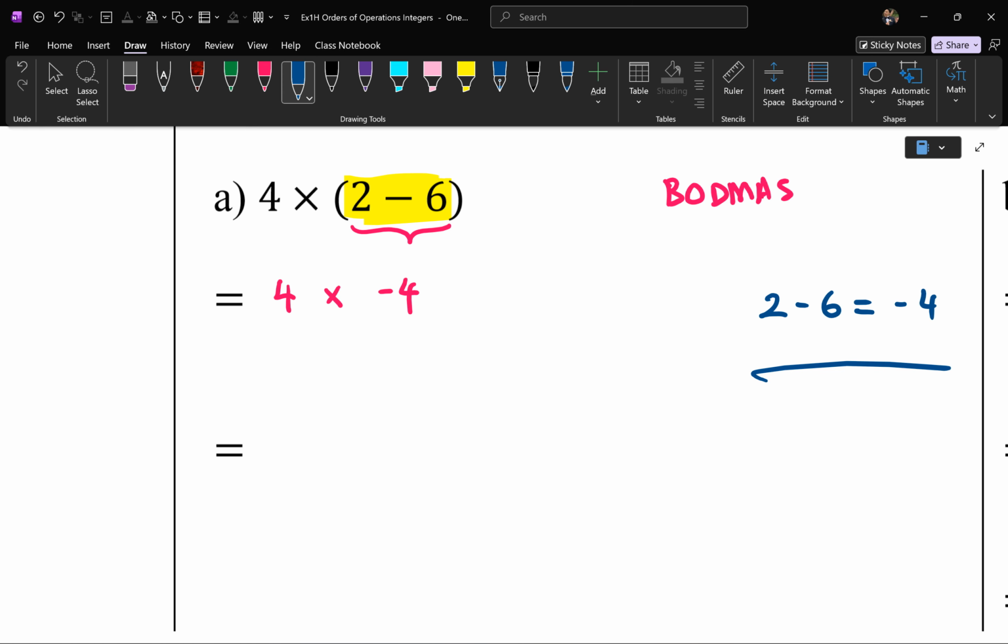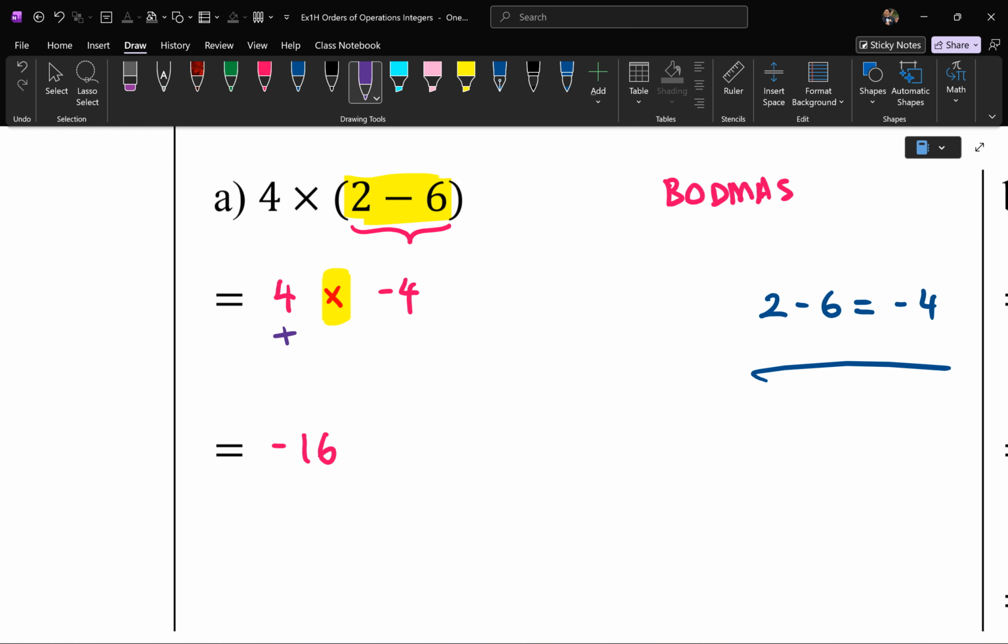Order, there is no powers. So I go to division or multiplication. Okay, they're the same level. So here I happen to have a multiplication. So I'm now multiplying 4 times -4, which is what? Yes, Aman. -16. Now this is last exercise, so 1G for those who've forgotten.